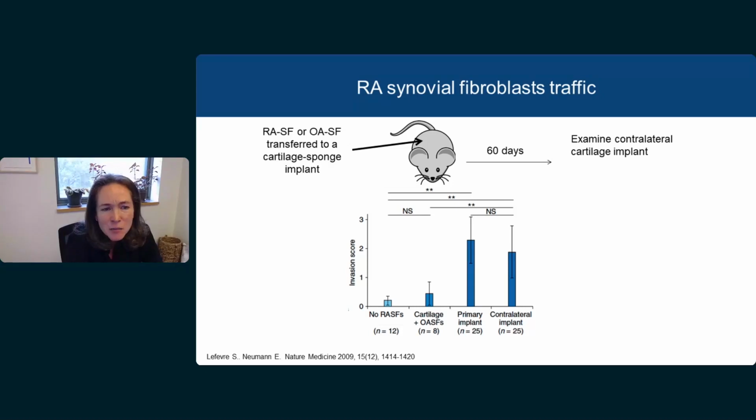And another paper that caught our attention was one where they were taking these rheumatoid arthritis or osteoarthritis synovial fibroblasts and transferring them into a mouse and into a cartilage sponge implant. And 60 days later, when they examined a contralateral cartilage implant, they saw that the rheumatoid arthritis fibroblasts had actually trafficked. They had somehow traveled to the other side and invaded the cartilage on the opposite side.